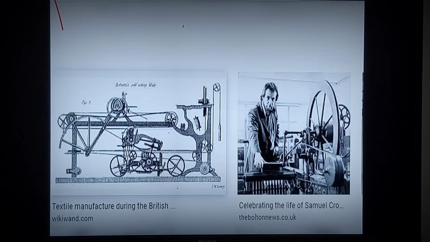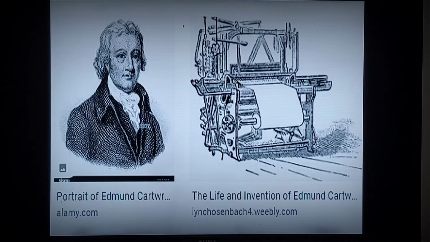So you can see Samuel Crompton, who produced the Mule. And you can see Edmund Cartwright. He developed this Mule, and it functions using steam power. So from time to time this industry has developed.